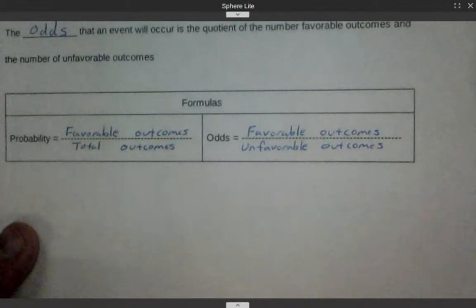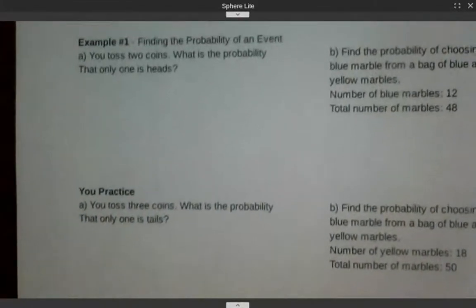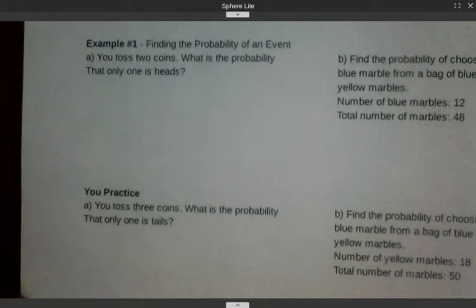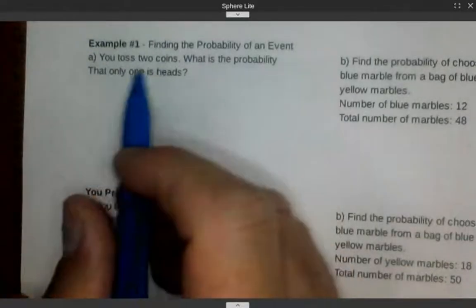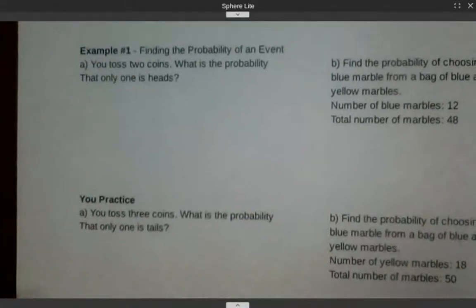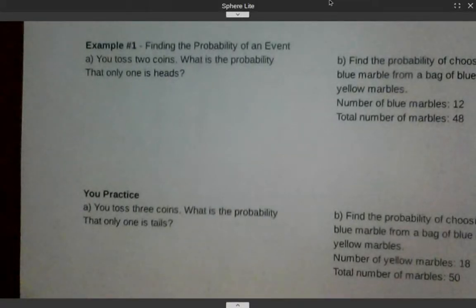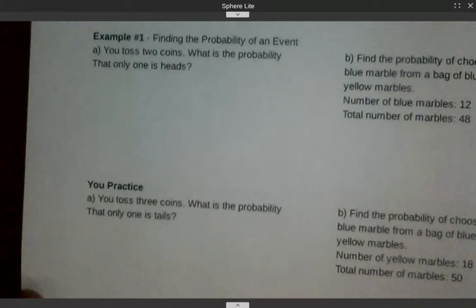Let's look at a few problems that work with these two formulas. So, number one, find the probability of an event. If you toss two coins, what is the probability that only one is heads? Well, first off, we're actually not tossing two coins. What we're actually doing is we're saying, hey, what if we did? So in this case, that would be an example of theoretical probability.